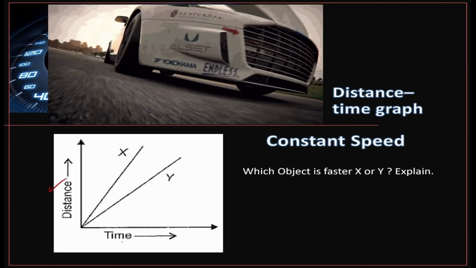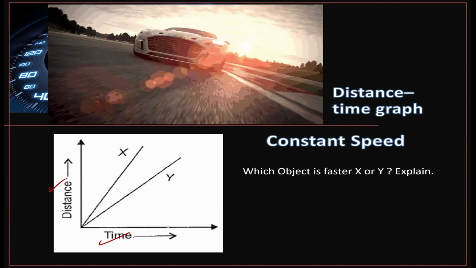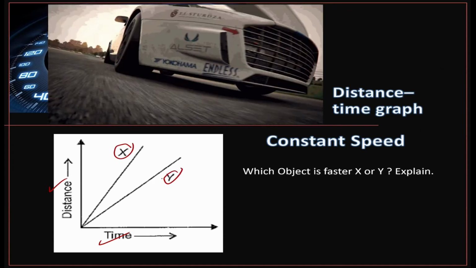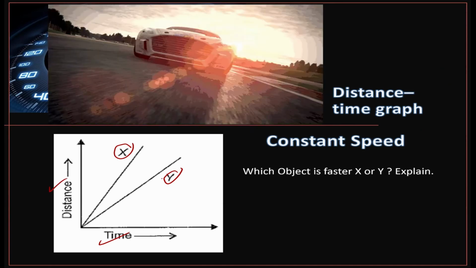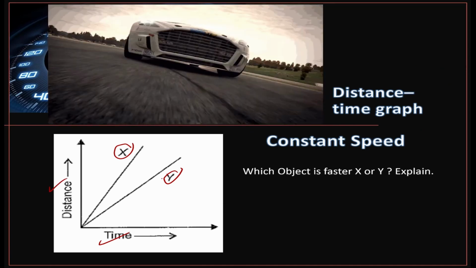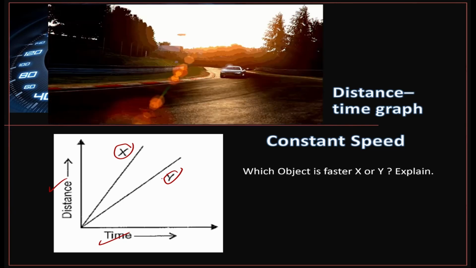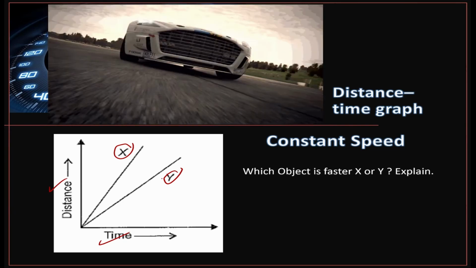Look here. I have here this graph. It's a distance time graph. And we have two objects, object X and object Y. Which object is faster according to the graph? Which object is faster, X or Y? And why?